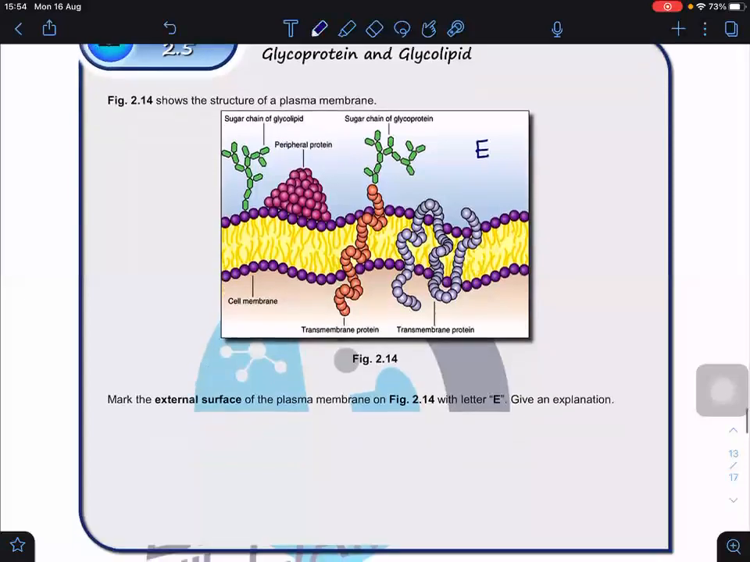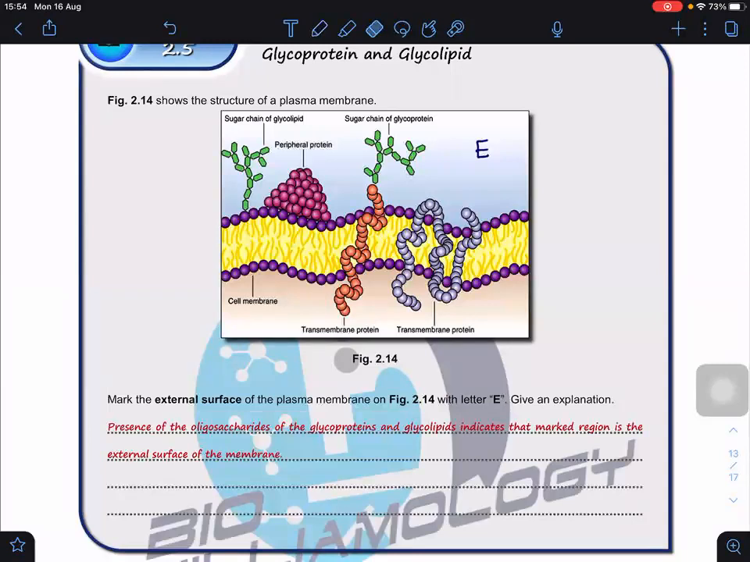Okay, so explain why you think that is the external surface. This one is the external surface because of the presence of the glycolipids and glycoproteins. Due to the presence of the oligosaccharides, or short fragments of sugar, of this glycoprotein and glycolipid, it indicates that the marked region is the external surface of the membrane. Okay.